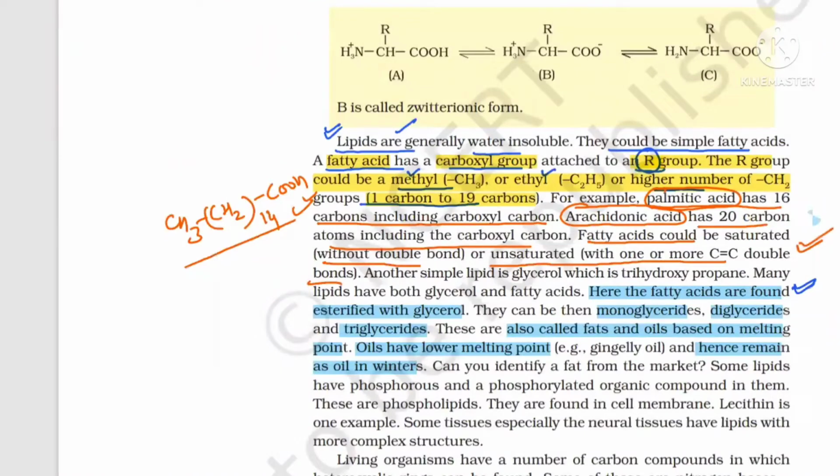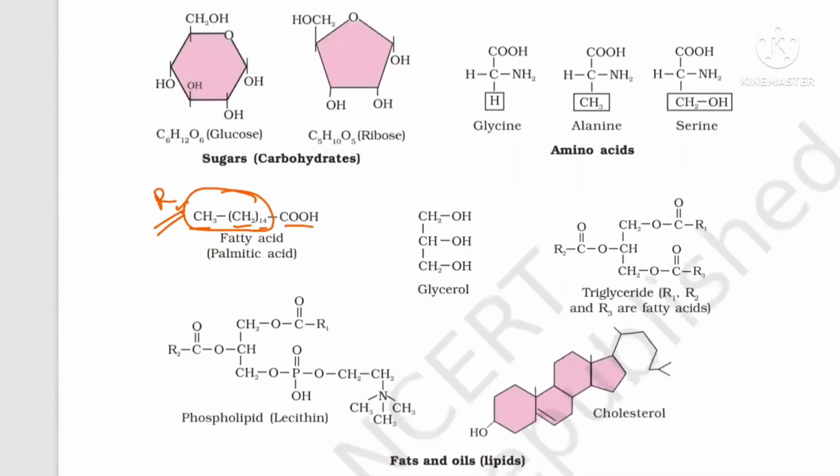Now, another type of lipid is your glycerol. Glycerol, if you see, is also known as trihydroxypropane, because propane is 3 carbon and it has 3 hydroxyl groups. So we say trihydroxypropane. And what we are doing, we are combining these fatty acids with glycerol to form glycerides. So this is your glycerol. To this, you are adding 3 fatty acids. First fatty acid, second fatty acid, third fatty acid, so you are saying triglyceride.